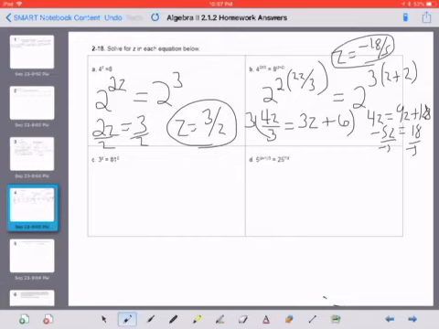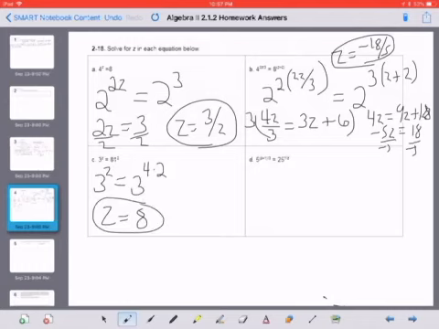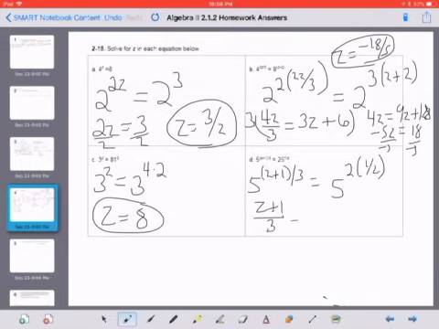For 3, I don't have to change the 3, but I can rewrite the 81. So I have 3 to the z is equal to 3 to the 4 times 2. So z equals 8. And then the last one, I can rewrite the 25 to have a base of 5. So I get 5 to the (z plus 1) divided by 3 equals 5 to the second power times 1 over z. So then I'm going to get (z plus 1) over 3 equals 2 over z.